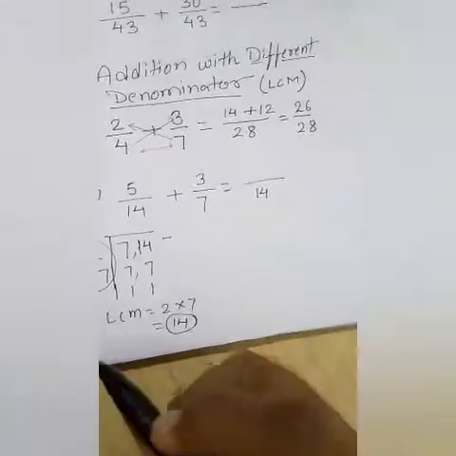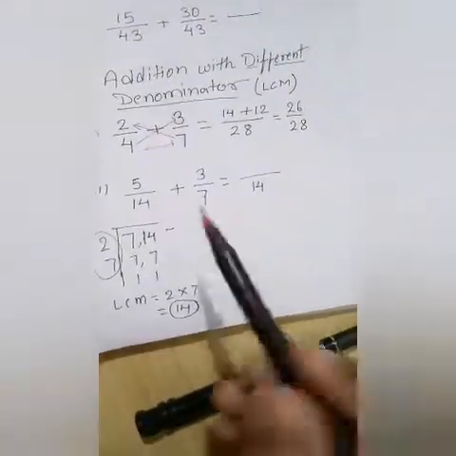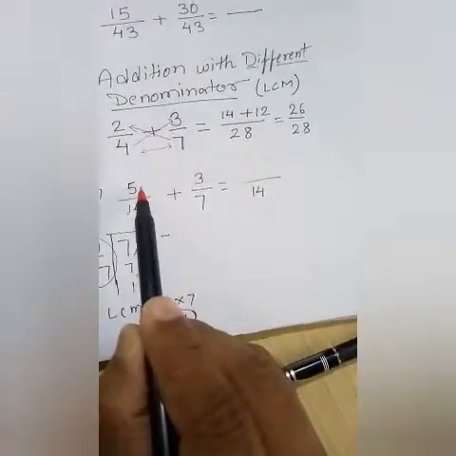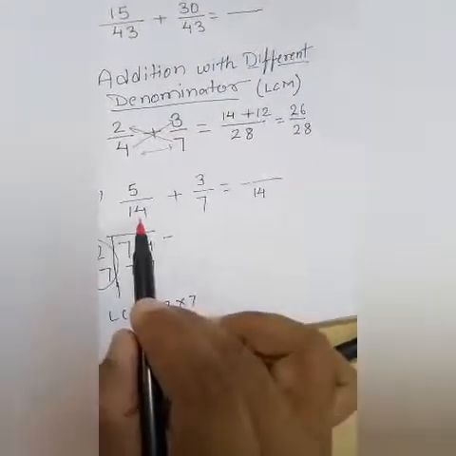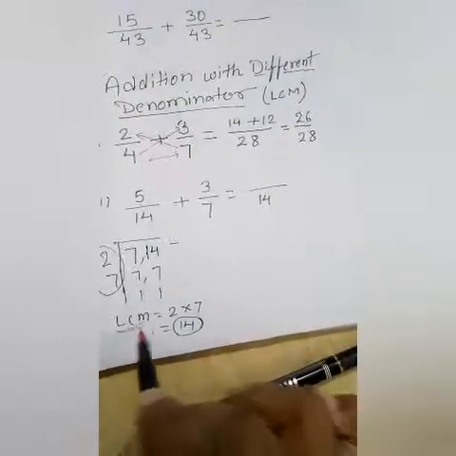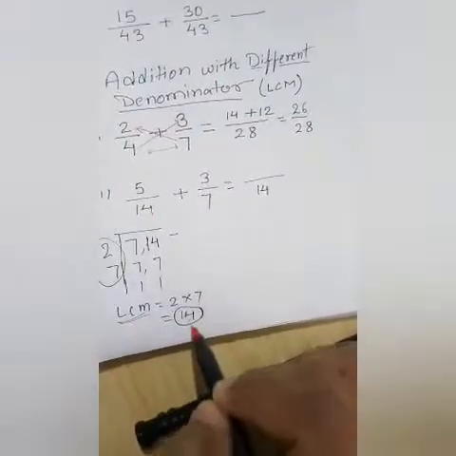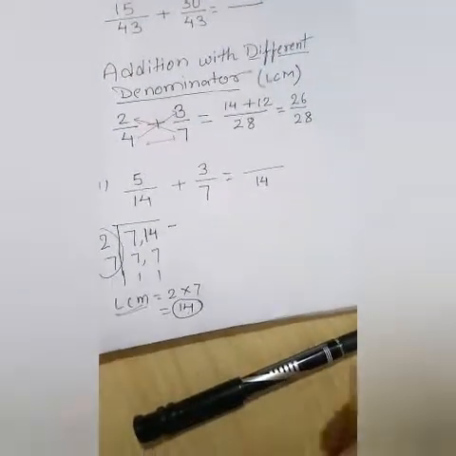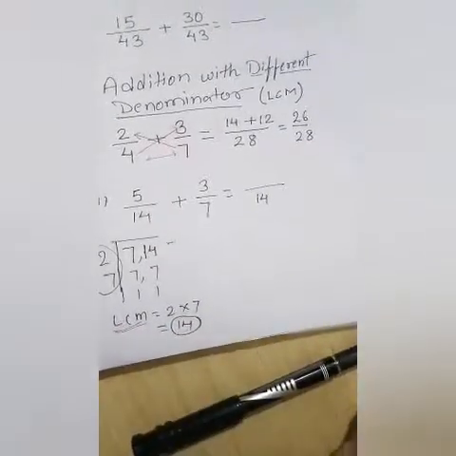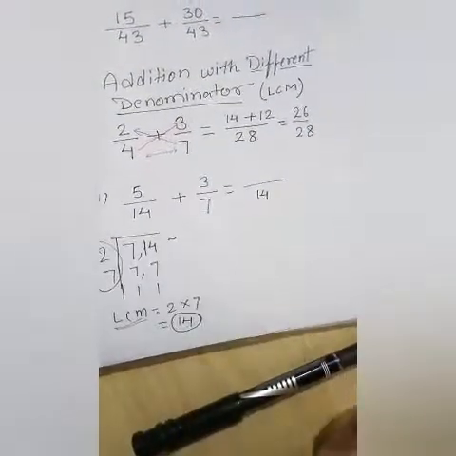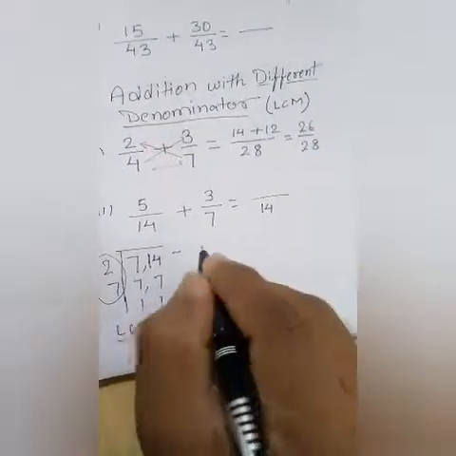Now what to do next? The next is a very important step. Now what will come in the numerator here? Now you need to make your denominator equal to your LCM. How to do that? What will you multiply 14 by to get 14? Obviously 1. So in this fraction you have to multiply numerator and denominator by 1. So let's see what is coming here.